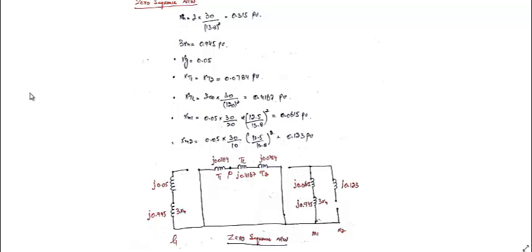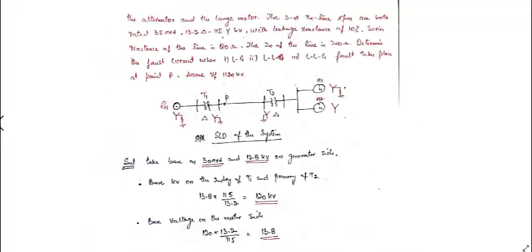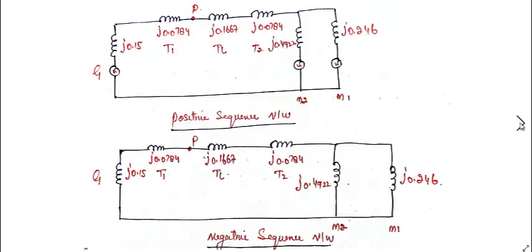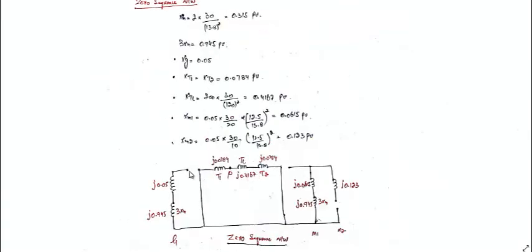Here the transformer is connected delta-Y. You can see delta-Y. So here it will be delta, and Y is connected to ground directly, solidly grounded. So here you can see S1 is open circuited, and S2 is closed. S3 is again closed, and S4 is open circuited here.